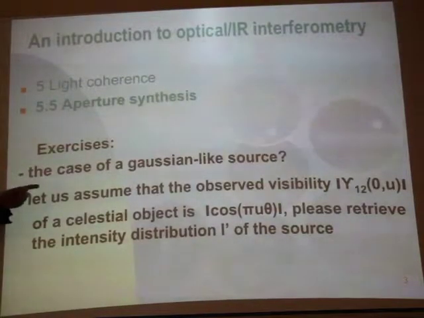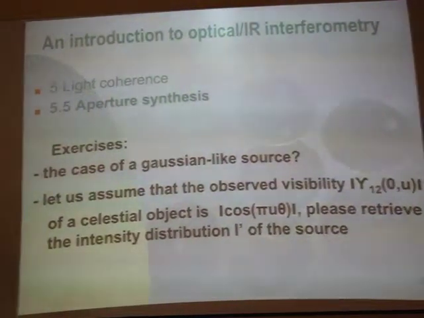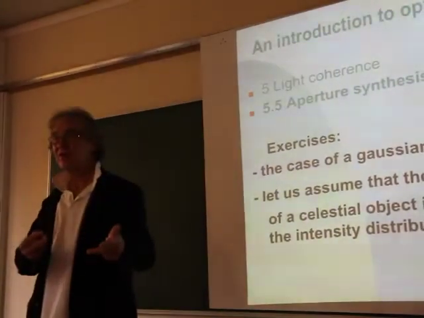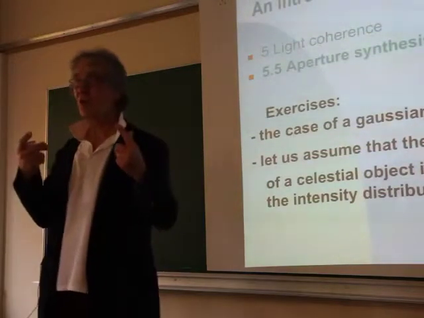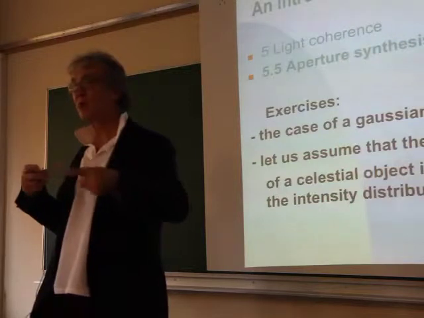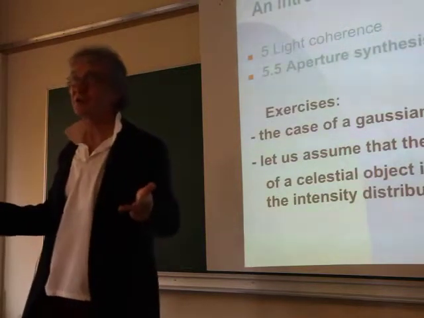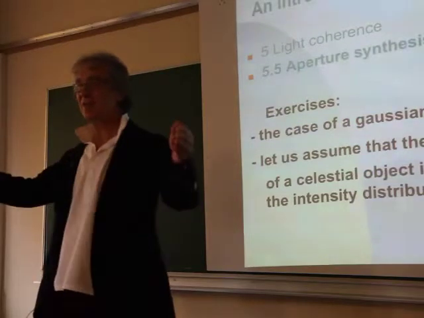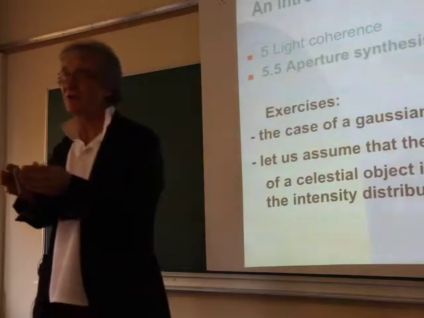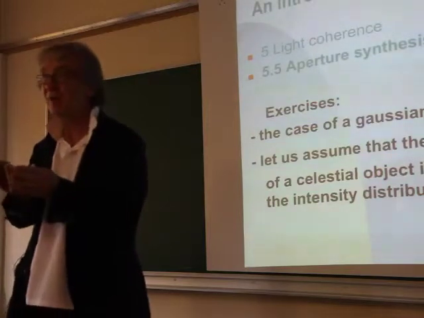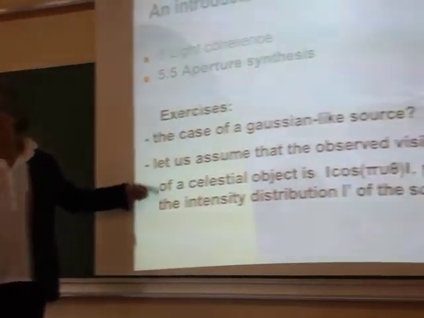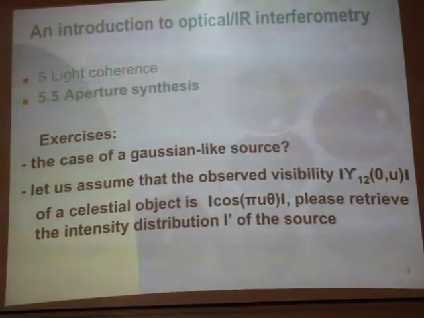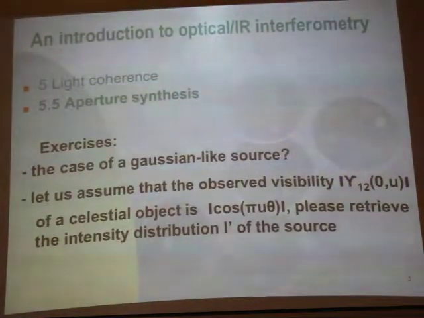An interesting exercise too, which is very simple, is that if you assume that the source has a Gaussian distribution, what will the visibility be? Now you should remember that when you make the Fourier transform of a Gaussian function, it is another Gaussian function. And if the width is very large at the beginning, the width in the transform plane will be very narrow. So it's an interesting exercise, and this is the exercise that Leo has just made now, and you also. I saw that some of you already found the good answer.